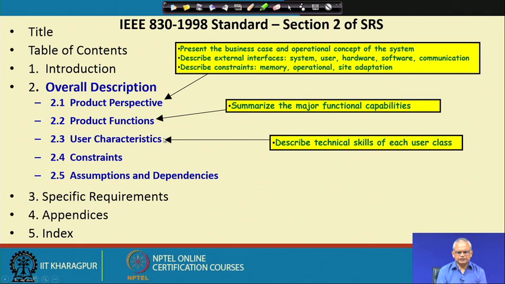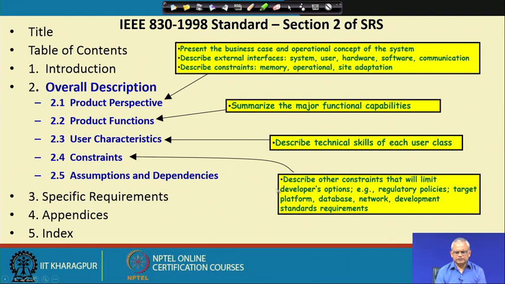The user characteristics are the technical skills of each user class. This is also required because finally, for the user interface development, we will need the user characteristics. If the software is to be used by factory workers as well as programmers, we need to have different user interfaces. So, we need to identify the user characteristics, what are their technical skills, how well they are conversant with computers and so on.